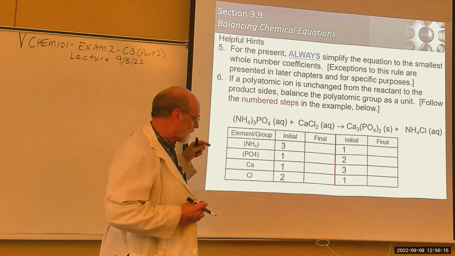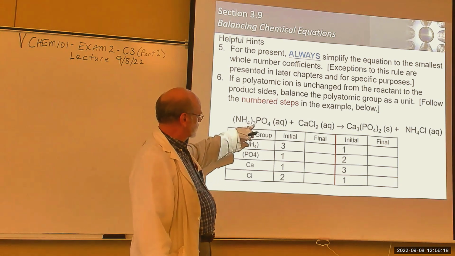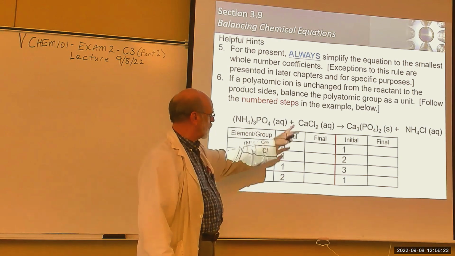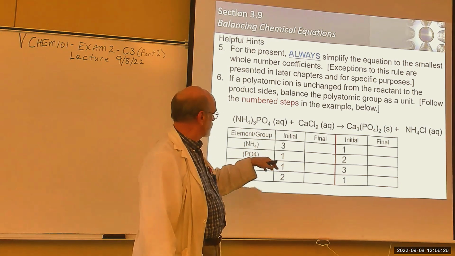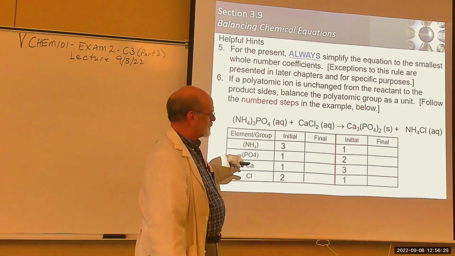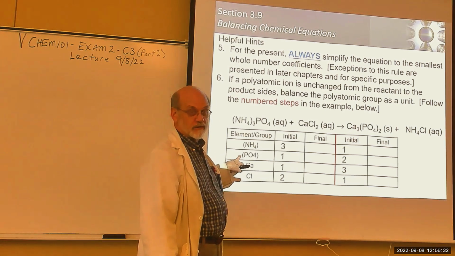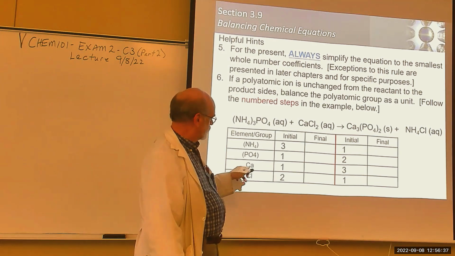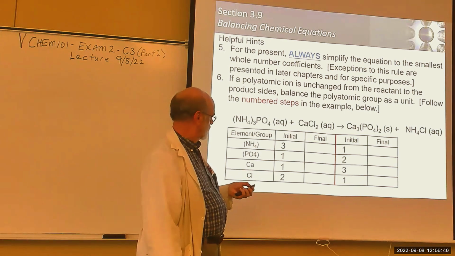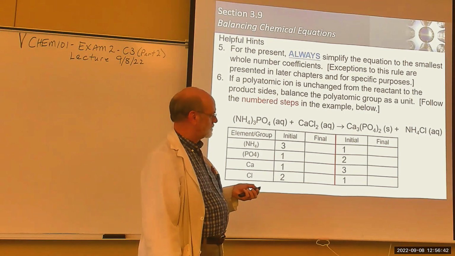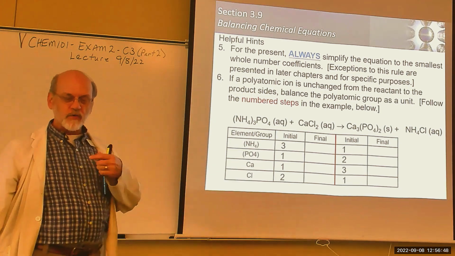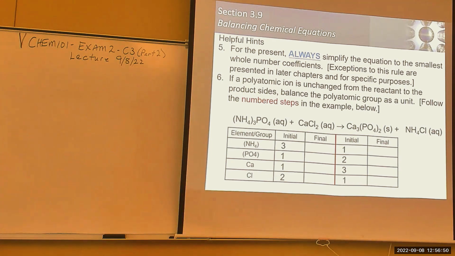Okay, so how many ammoniums do we have on this side? We have 3. How many phosphates? 1 calcium, and 2 chlorides. And on the other side, we have 1 ammonium. We have 2 phosphates. That's that subscripted 2 right there. We have 3 calciums right here. And we have 1 chloride. Okay, so you can see right off that's not balanced. So the first question that should be popping into your head is, where do you start?